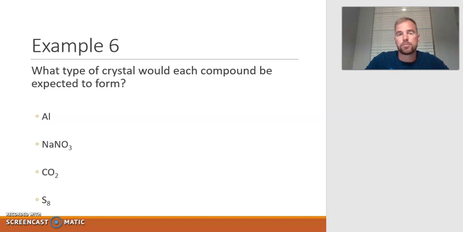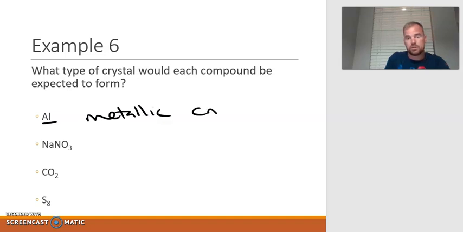Another example that you could possibly see is something like this. Maybe I give you the chemical formula for a substance, and ask you what type of crystal would it be expected to form if it was in the solid state. So the first one is aluminum. Well, notice it's a single type of atom. Specifically, it's a metal. So this is going to form a metallic crystal. So solid aluminum is held together by metallic bonding.